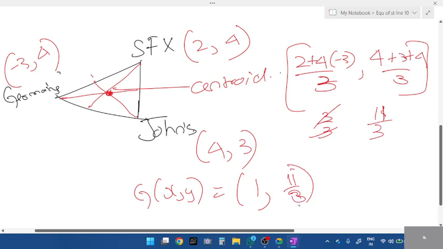11 by 3 is a fraction. If you convert it into a mixed fraction, you'll get 3.7 or 3.8. So the answer is 1 comma 3.8 centimeters. Okay, 1 comma 3.8 centimeters. This is the concept.